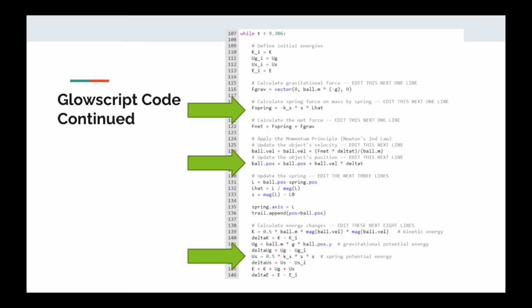Continuing with the code, this is in the iteration. So up here we have the force due to gravity and the spring force, and then we sum these to find the net force. Then at the second arrow, I applied the momentum principle, and I used the position and velocity update formulas to update the values for these. And then I also used that to update the spring position values based on where the mass's position was. And then at the last arrow here, I was using kinetic energy, gravitational potential energy, and spring potential energy to find the total energy, again using the equations from the beginning.